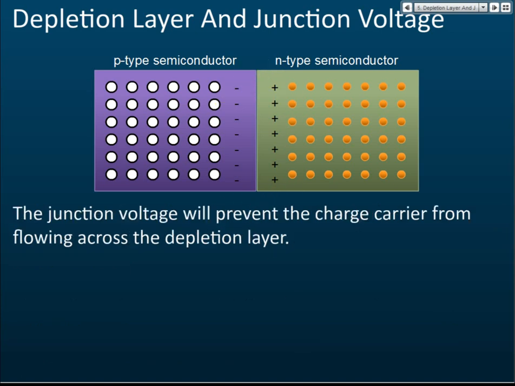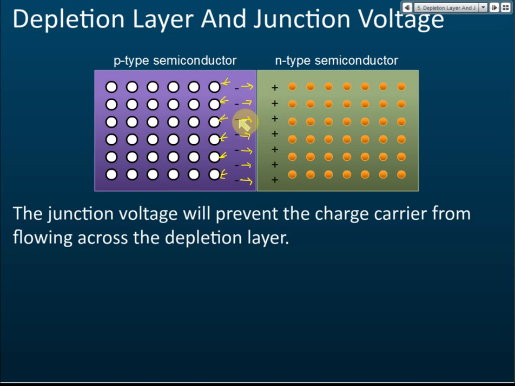You cannot remove it. When this junction voltage is generated, because there is a lot of negative charge here and a lot of positive charge here, this negatively charged area, the junction voltage, will prevent the electrons from here from going to the hole here. Of course, the hole tends to pull the electrons, because the hole carries positive charge. But the barrier voltage here will try to push the electrons away.